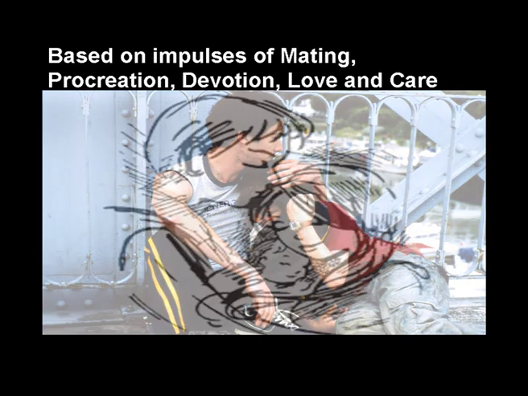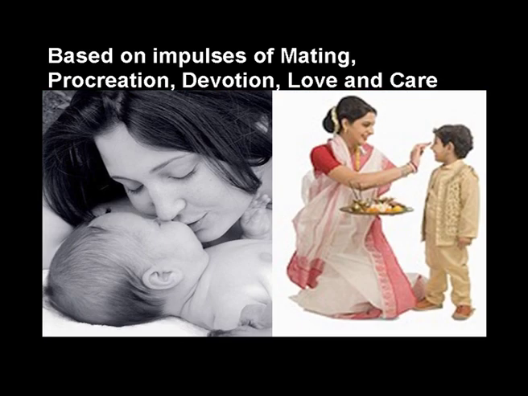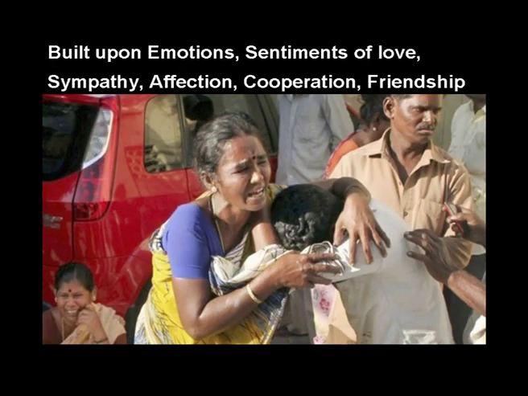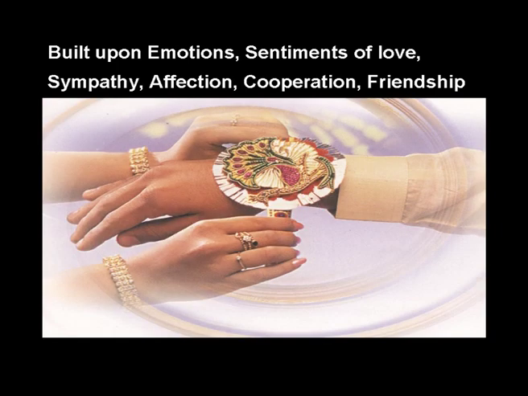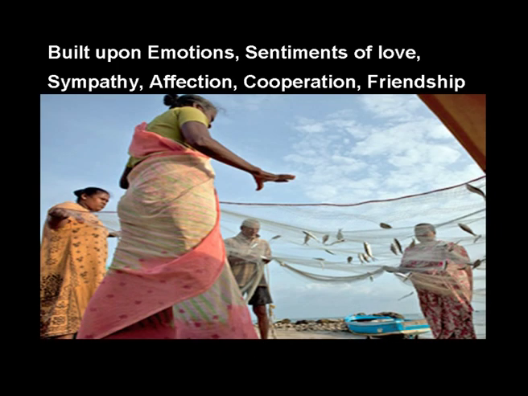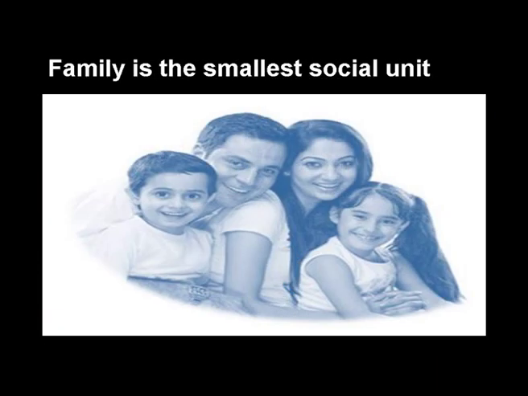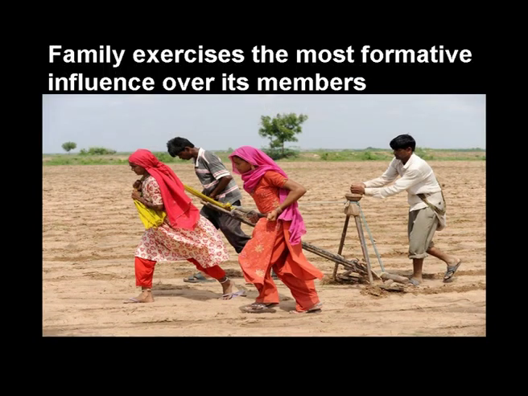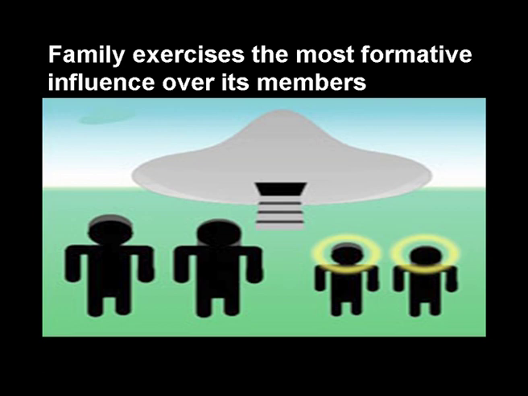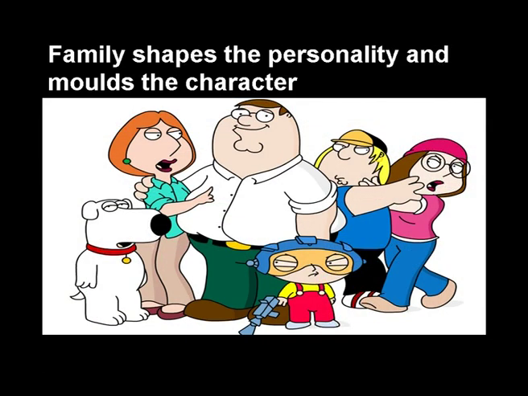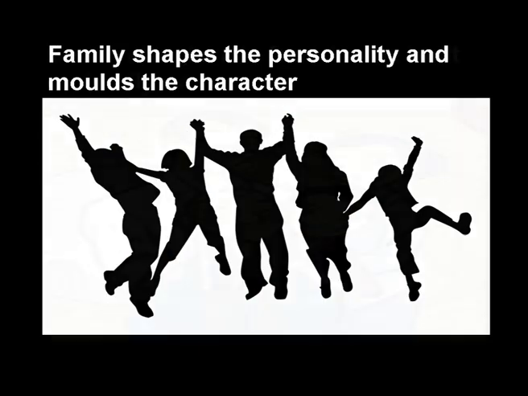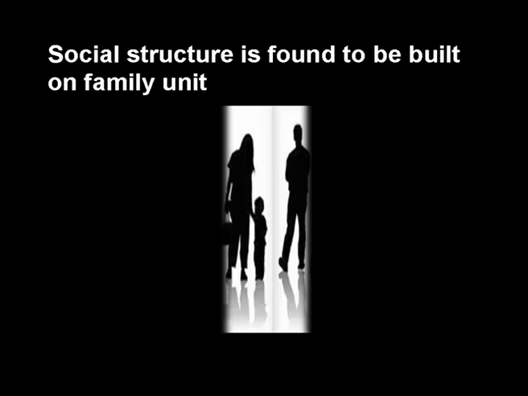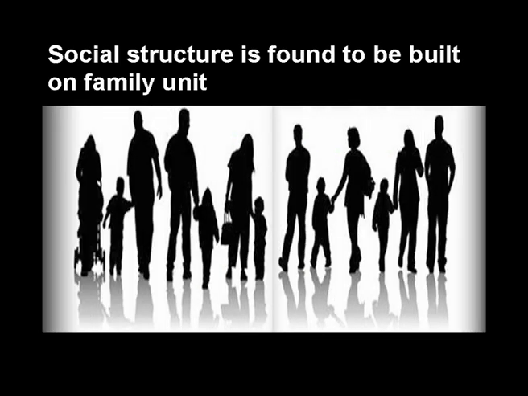Secondly, family is based on our impulses of mating, procreation, maternal devotion, fraternal love and parental care. It is a close knit group built upon emotions, sentiments of love, sympathy, affection, cooperation and friendship. Thirdly, family is the smallest social unit. Fourthly, the family exercises the most formative influence over its members. It shapes the personality and molds the character of the individuals. The fifth one, since family occupies the nucleus position in the social structure, the entire social structure is found to be built on family unit.